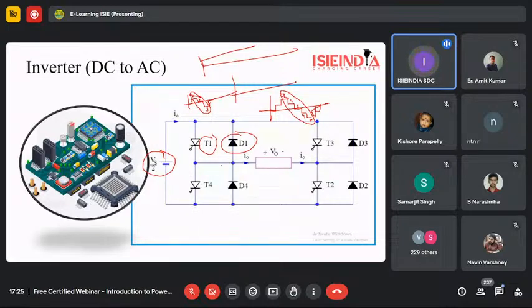Like you can see when we talk about the working, when there is a positive supply, depending upon that, the forward bias condition is there. And the same thing, as we did with the rectifiers, there will be a flow of current towards the load, and we'll get the required output. So this is about the inverter.